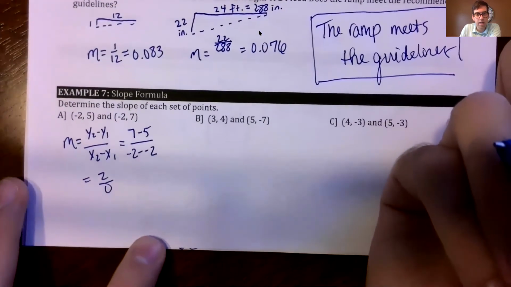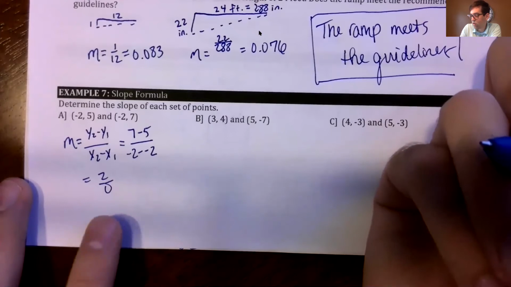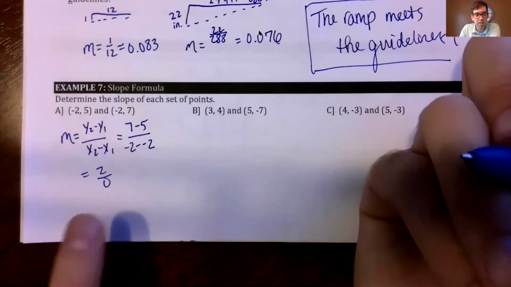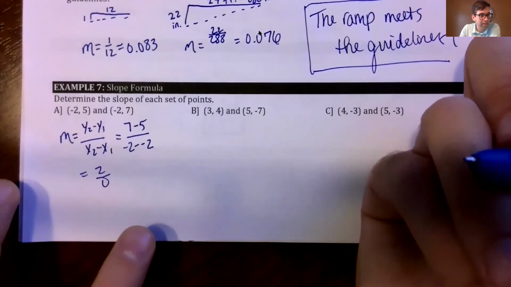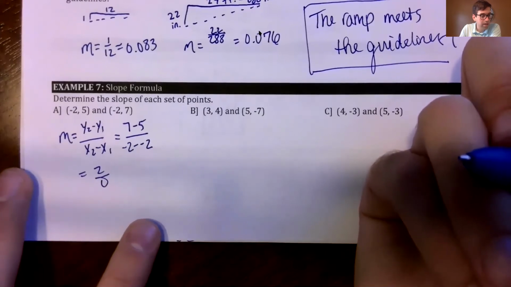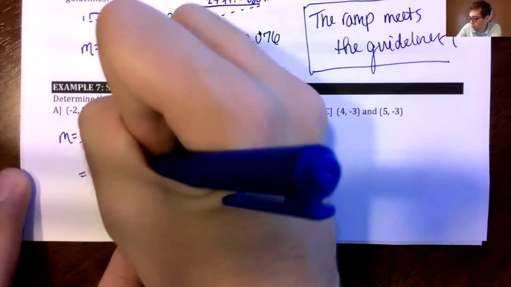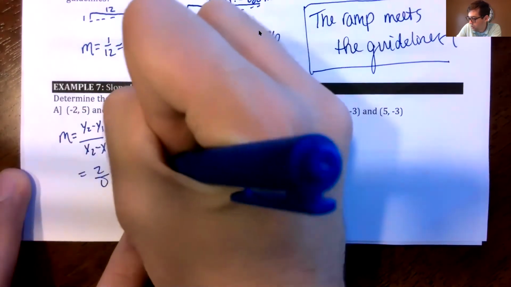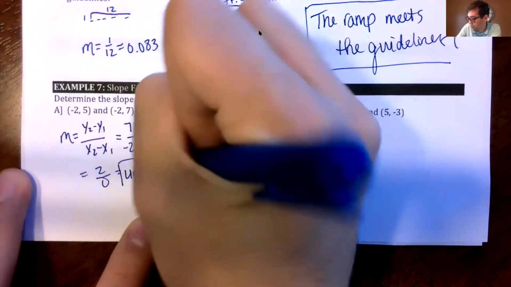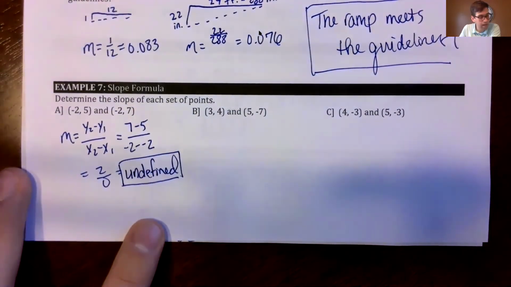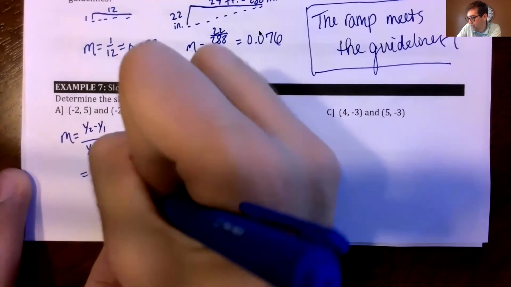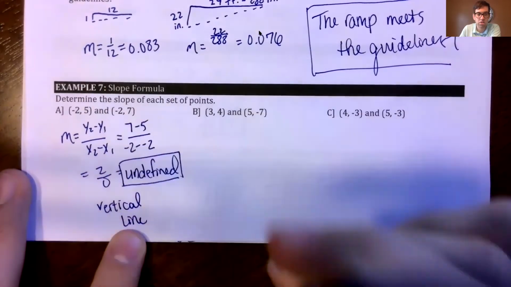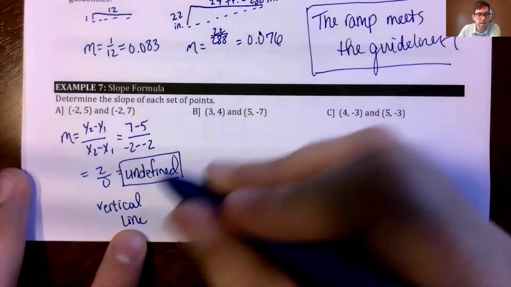And yikes, we're dividing by 0. I have a poster in my classroom that says, it's all fun and games until you try to divide by 0. We cannot divide by 0 here. That gives us an undefined slope. And that creates a vertical line. So it's just going to be straight up and down.